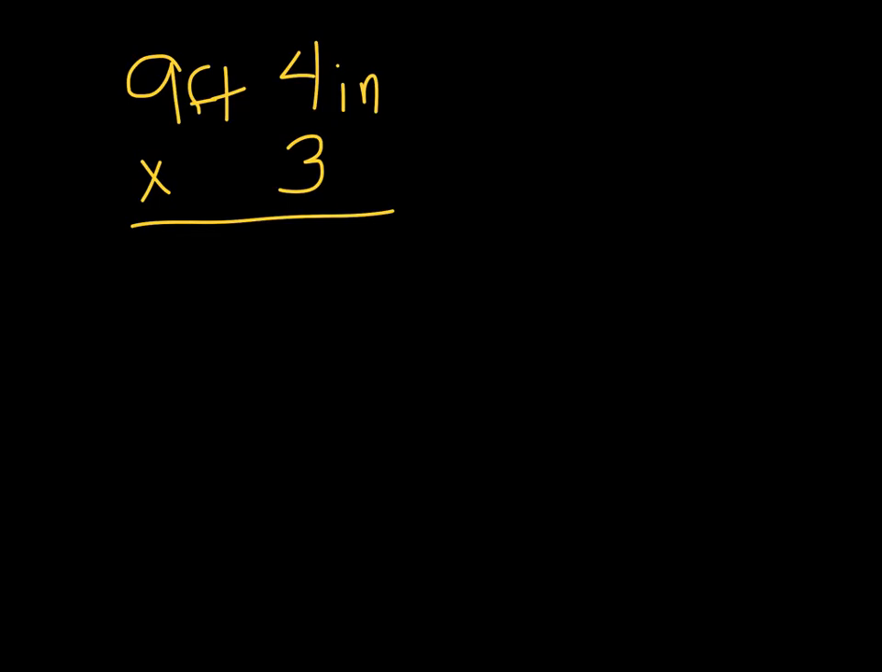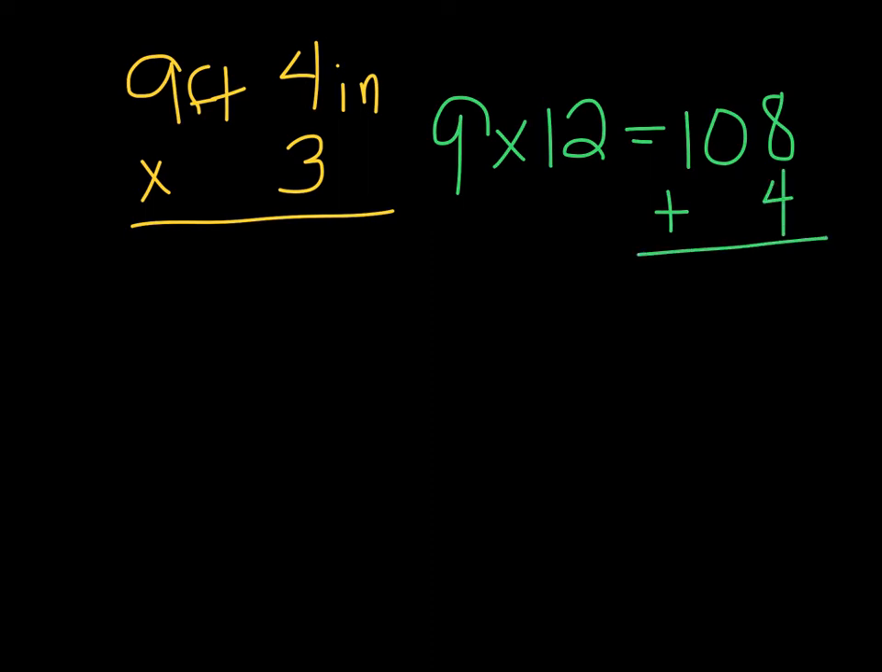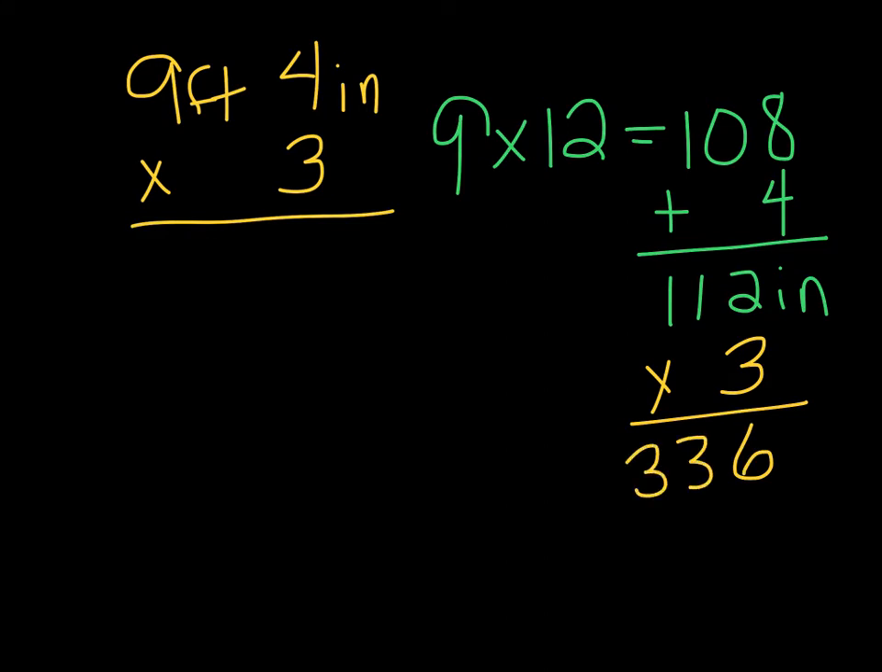The second way is taking the 9 feet 4 inches and converting it. So I would take my 9 feet 4 inches and I'm going to convert that all into inches. So 9 times 12, because there's 12 inches in every foot, and that gives me 108 inches. Then I add in the 4 that I already had. 108 plus 4 equals 112 inches. So now, instead of multiplying 9 feet 4 inches by 3, I'll multiply 112 inches times 3. So 2 times 3 is 6. So that would be 336 inches.